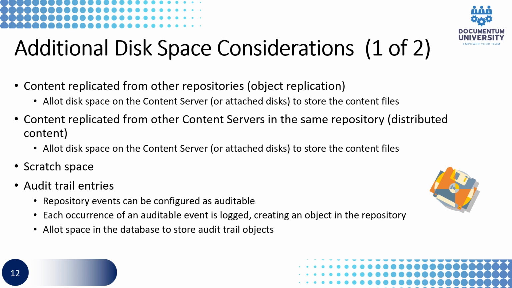In addition to content replication, you'll also need to consider scratch space and audit trail entries. Scratch space is temporary disk space used for processing operations, such as during the creation of renditions. For audit trail entries, you'll need to allot space in the database to store each occurrence of an auditable event. The amount of space needed will depend on the number of attributes that the administrator chooses to store for each entry. For more information on audit trail events and entries, refer to the Content Server Administrator's Guide. By taking all of these additional considerations into account, you'll be better prepared to estimate the disk space requirements for your system.